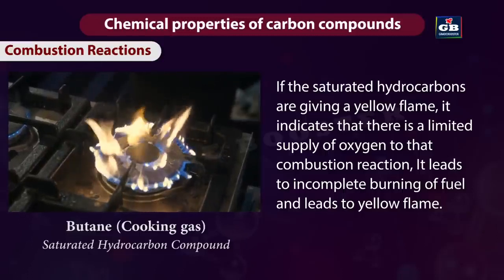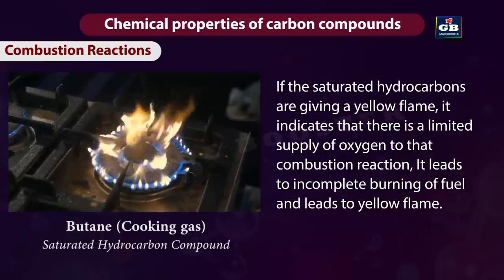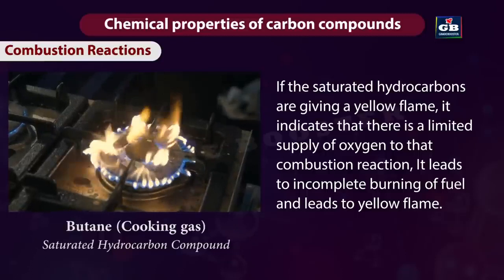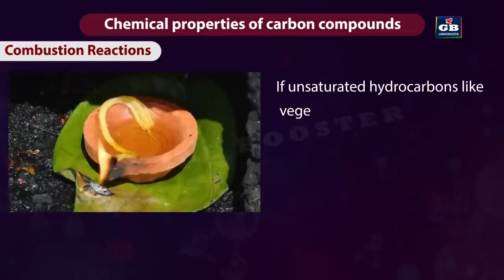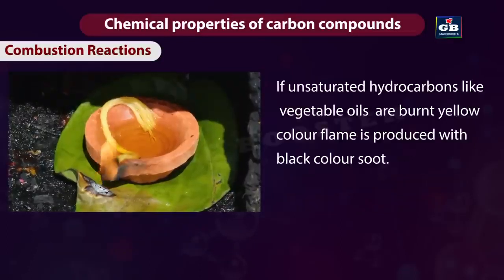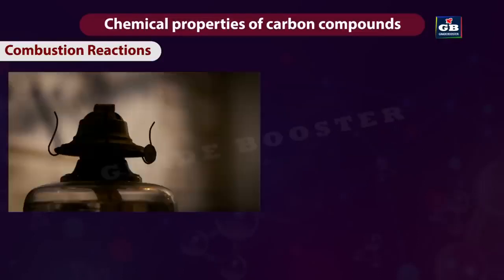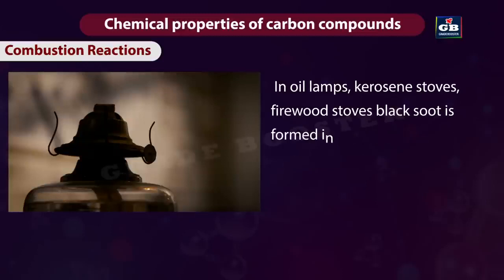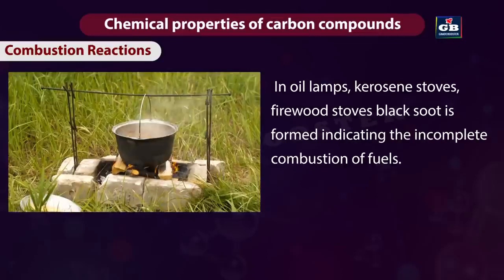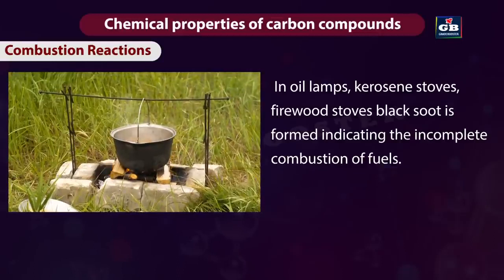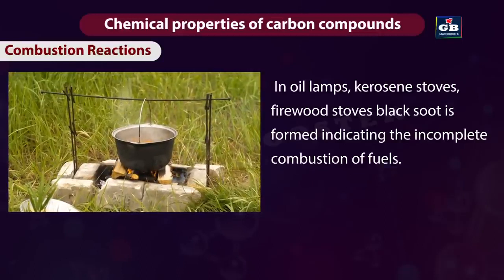It leads to incomplete burning of fuel and leads to yellow flame. If unsaturated hydrocarbons like vegetable oils are burnt, yellow color flame is produced with black color soot. In oil lamps, kerosene stoves, firewood stoves, black soot is formed, indicating the incomplete combustion of fuels.